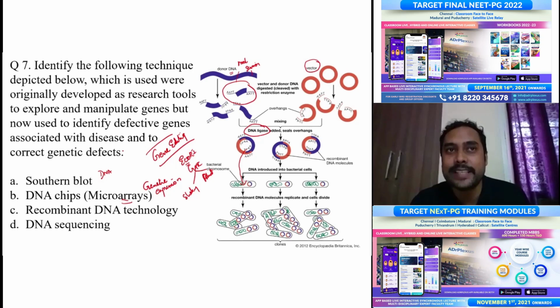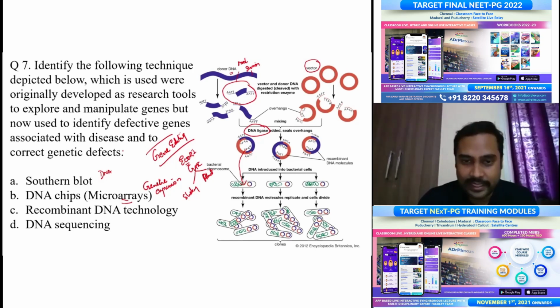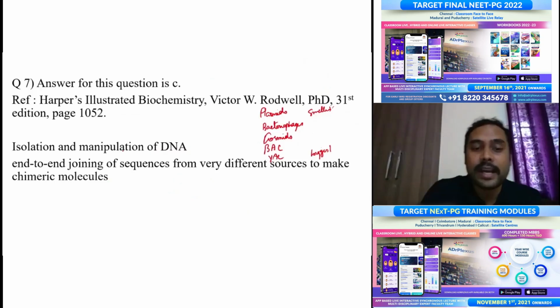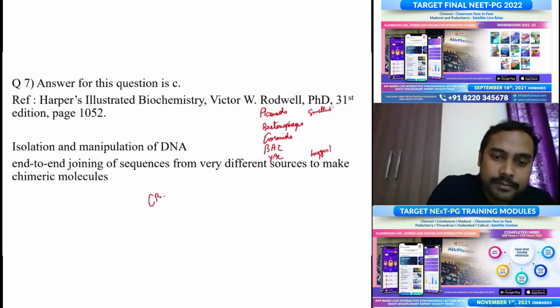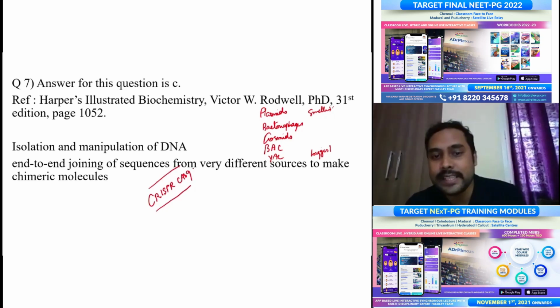This is called DNA sequencing, done at a very advanced level. This particular technology is called recombinant DNA technology. However, the question now being asked widely is about CRISPR-Cas9 technology, which is a gene editing technology. Supposedly you have a particular gene.